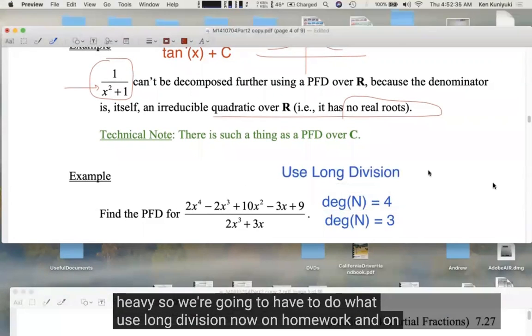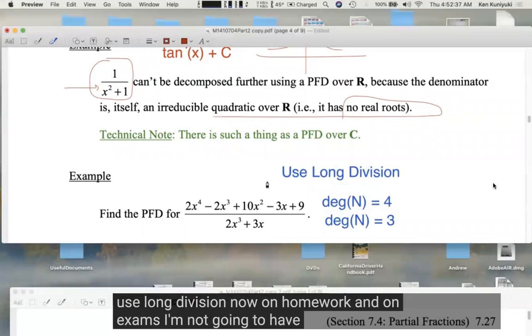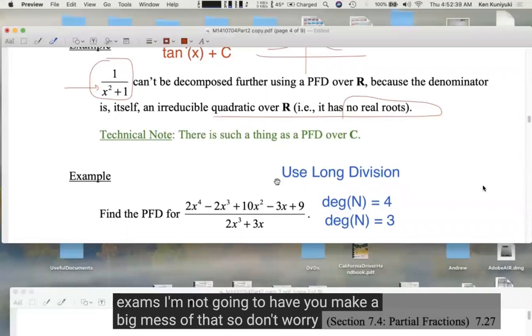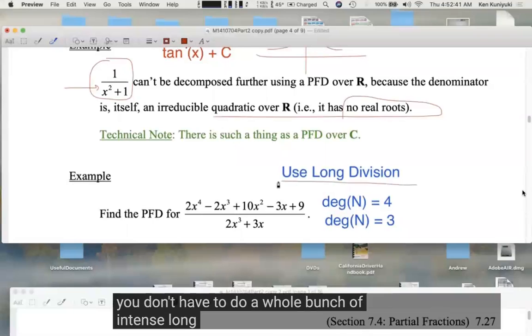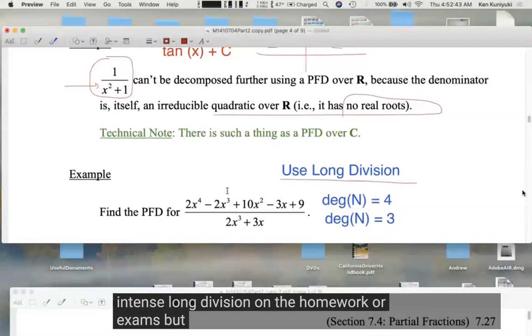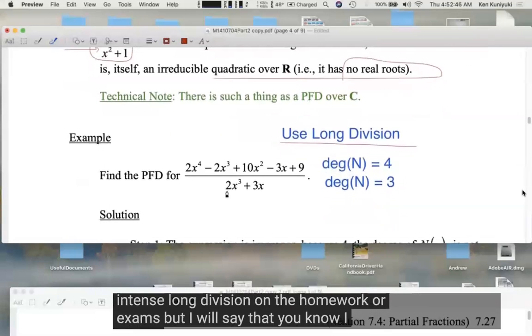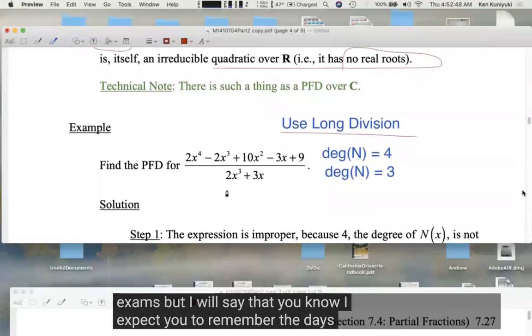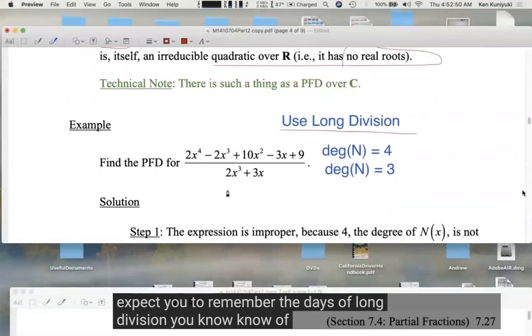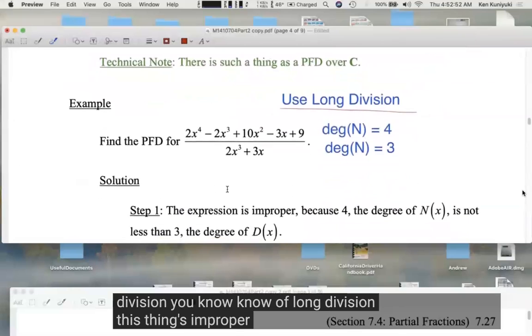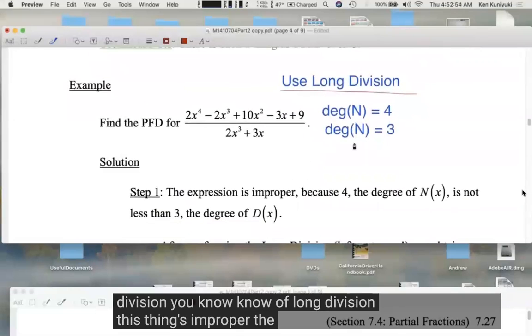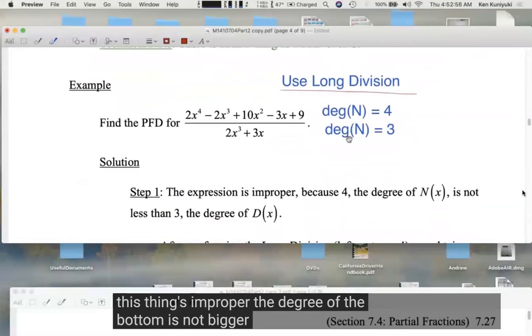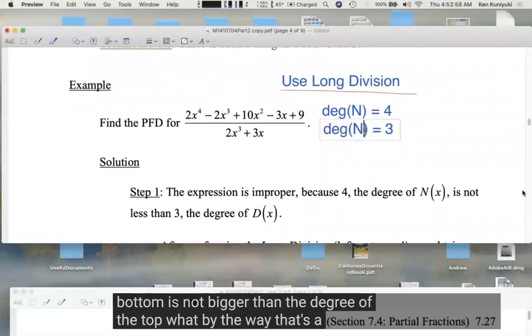Now on homework and on exams, I'm not going to have you make a big mess of that. So don't worry. You don't have to do a whole bunch of intense long division on the homework or exams. But I will say that I expect you to remember the days of long division, know of long division. This thing's improper. The degree of the bottom is not bigger than the degree of the top. Oh, oops, by the way, that's a D.